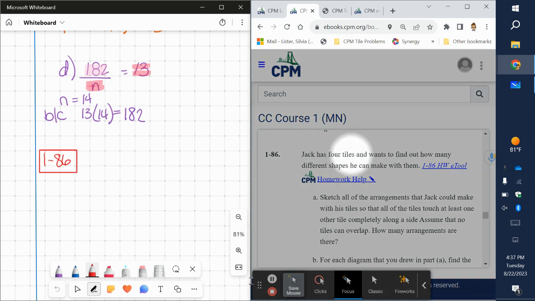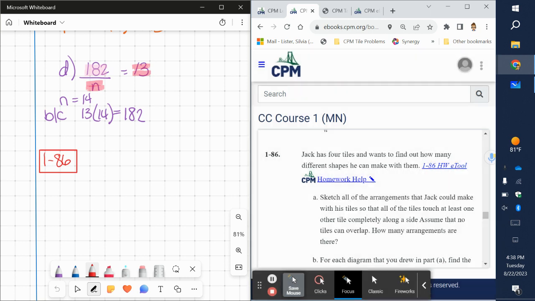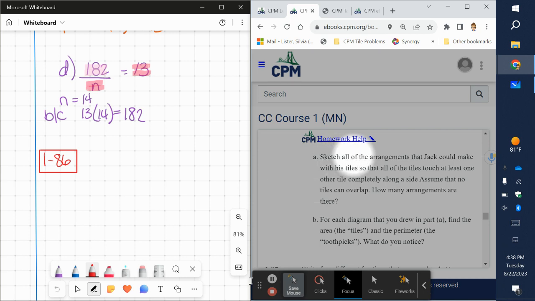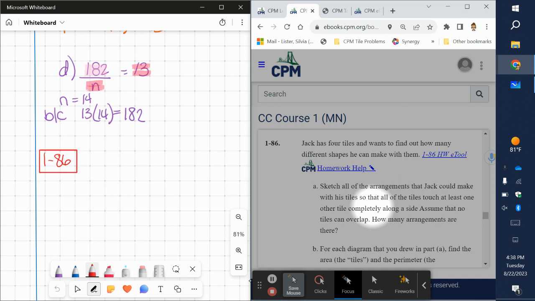Jack has 4 tiles and wants to find out how many different shapes he can make with them. So there's an E tool for this problem, but we'll see if we can figure it out. Sketch all of the arrangements that Jack could make with his tiles so that all of the tiles touch at least one other tile completely along a side. Assume that no tiles can overlap. How many arrangements are there? So the E tool might be helpful because then I don't have to draw them all.